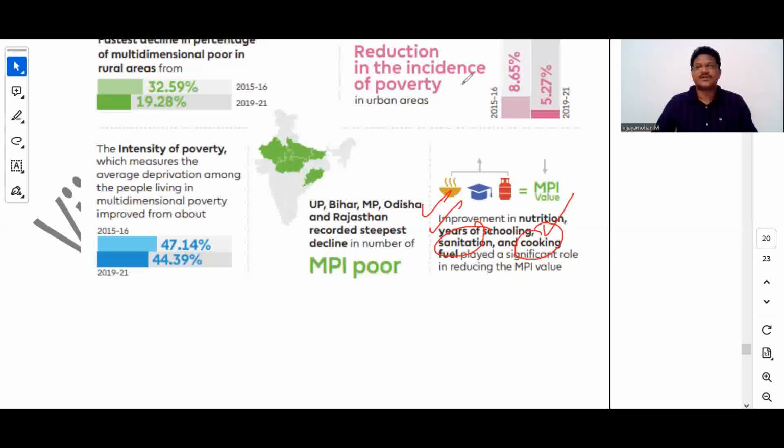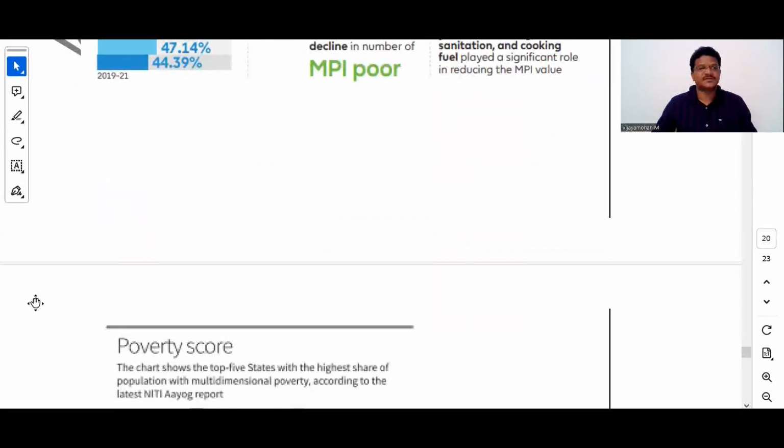అండ్ ఐ ఆల్రెడీ టోల్డ్ యూ ది స్కీమ్స్ లైక్ స్వచ్ఛ భారత్ అభియాన్ కానివ్వండి, లేకపోతే కుకింగ్ ఫ్యూయల్ కి సంబంధించిన స్కీమ్స్ కానివ్వండి, న్యూట్రిషన్ కి సంబంధించిన పోషణ అభియాన్ కానివ్వండి. సో దీస్ ఆర్ ఆల్ కాంట్రిబ్యూటెడ్, మిడ్ డే మీల్స్ కానివ్వండి. So these all contributed more to the reduction of the MPI value between these years, right? So these are the key highlights of the MPI report.